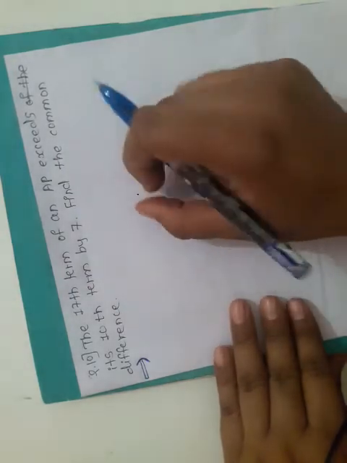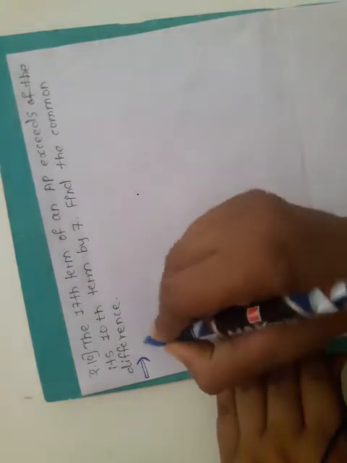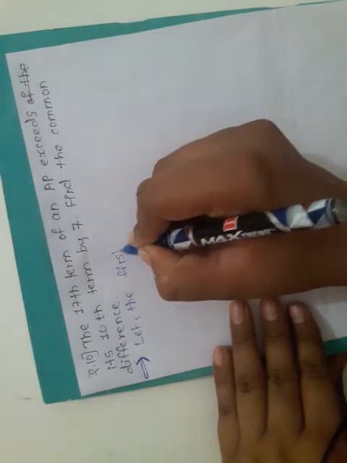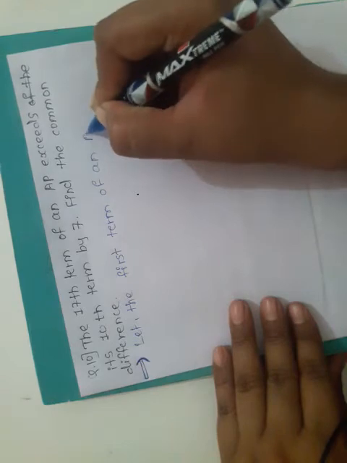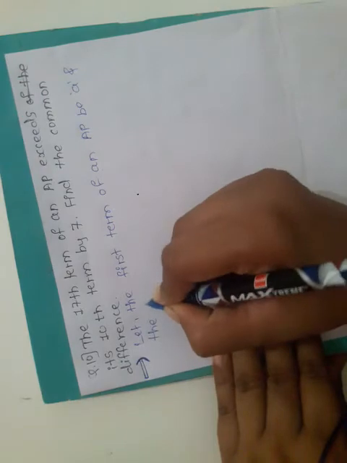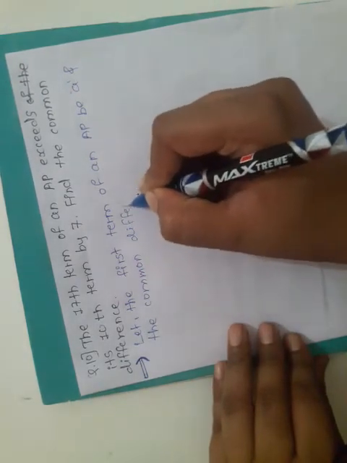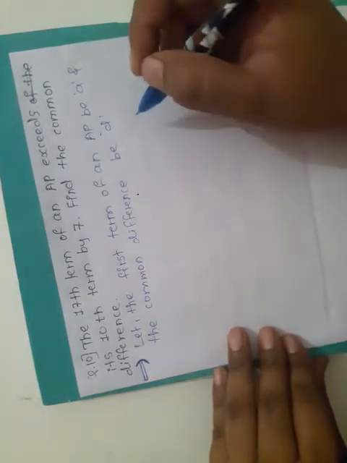Okay, so here in this example we have to find out the common difference. Okay, but A, first term, is also not given to us. Okay, so suppose that first term be A. Okay, so write down, let the first term of an AP be A, and the common difference be D. Okay, so first term be A and the common difference be D.